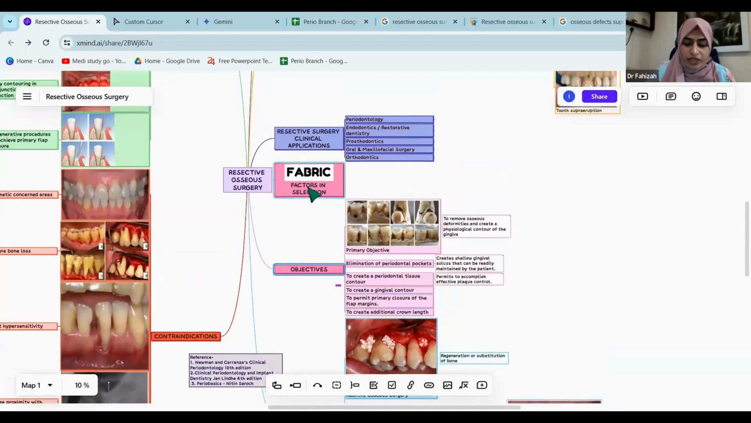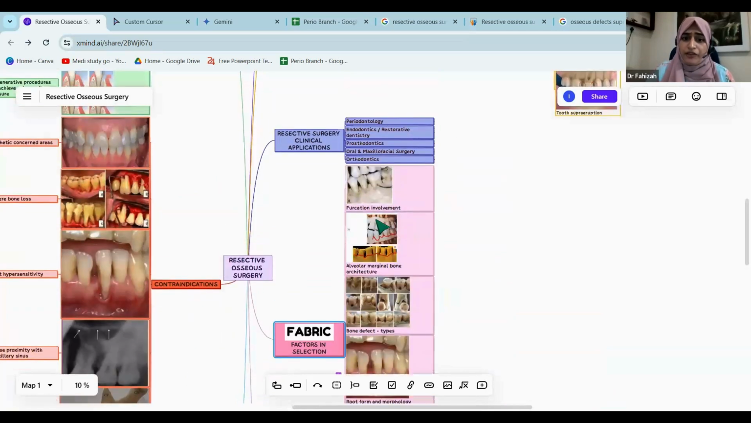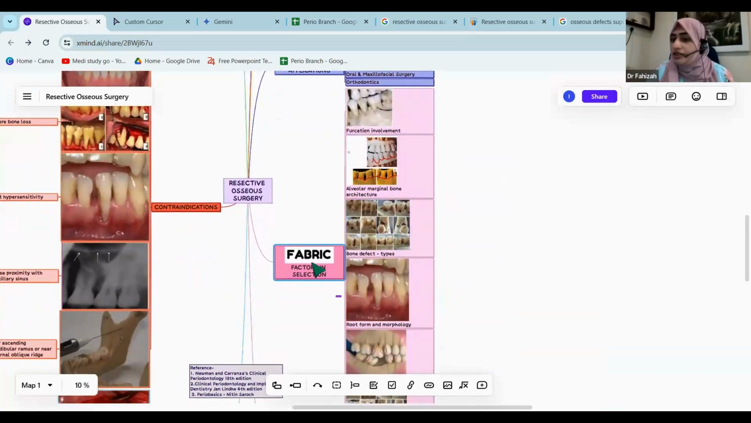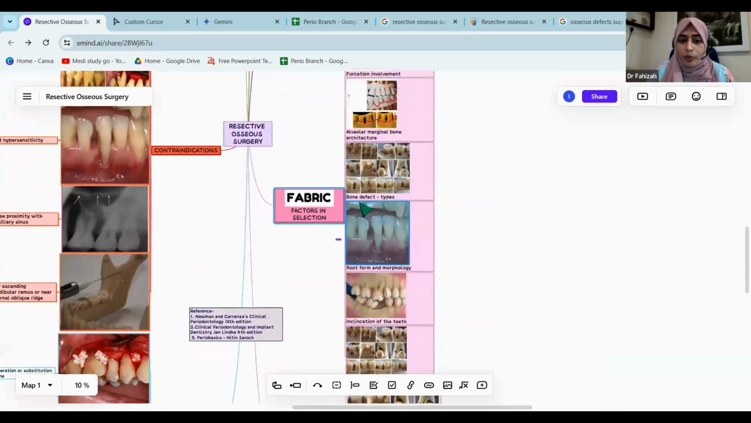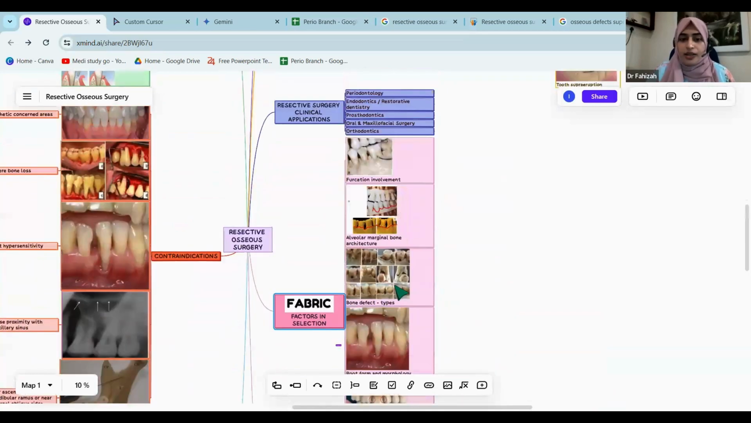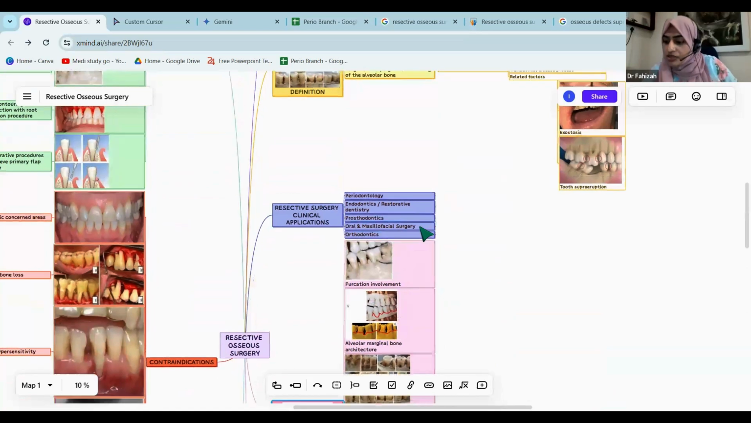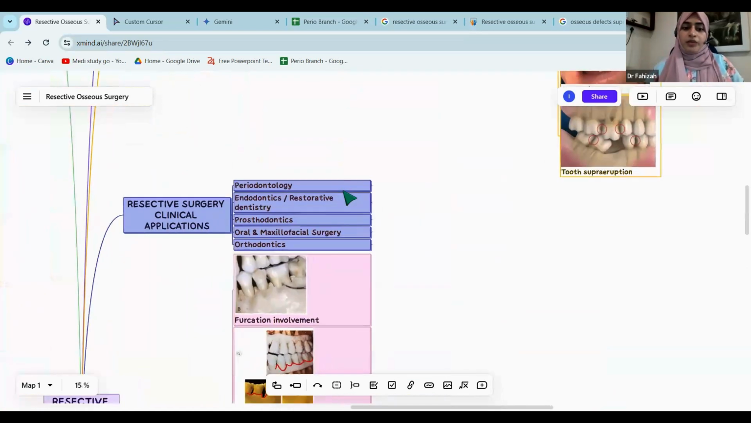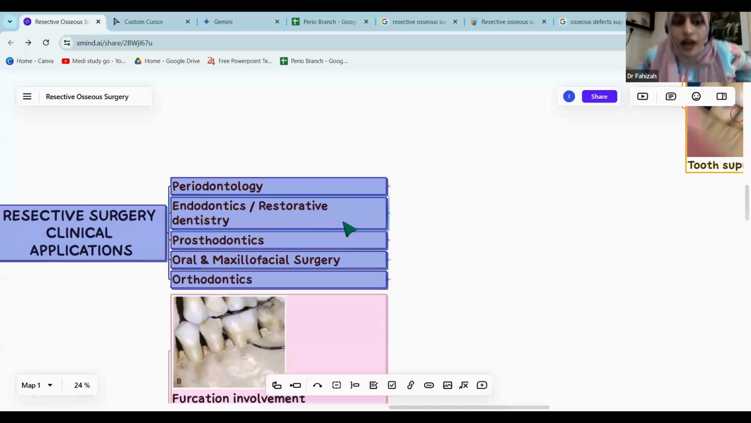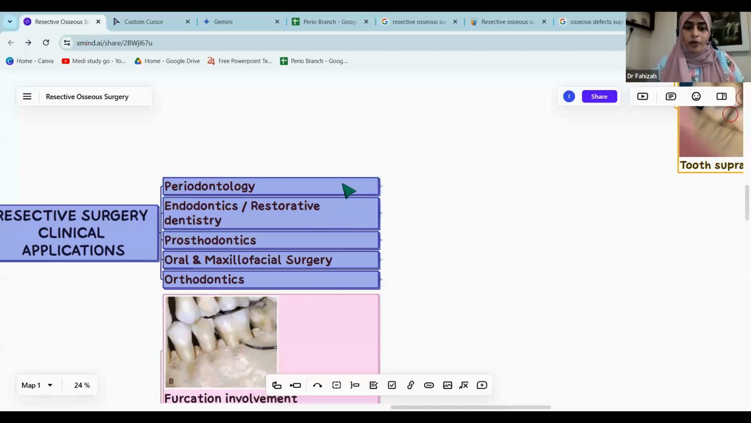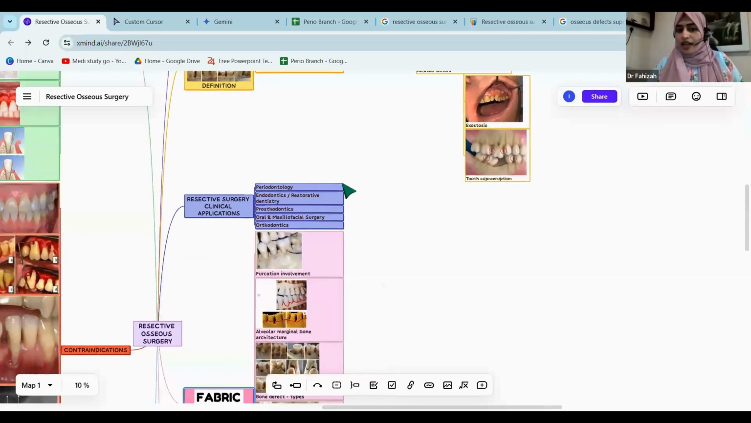Then coming to factor selections, which we saw, we have furcation involvement, and under the name fabric, we learned furcation involvement, alveolar marginal bone architecture, bone defect, root form, inclination of the teeth, and configuration and depth of the bony lesion. Then resective surgery clinical applications, we have in different departments, each one. I think I need not go there again. But do any of you have any doubts?